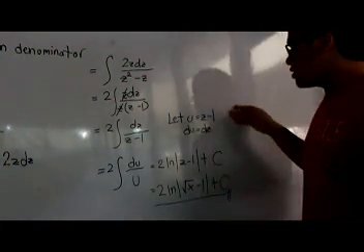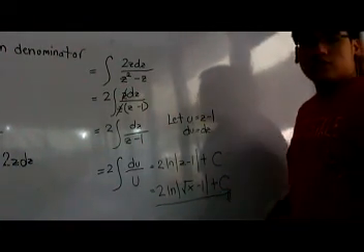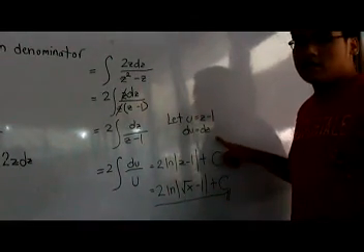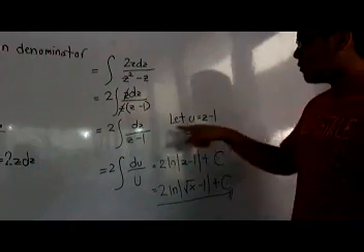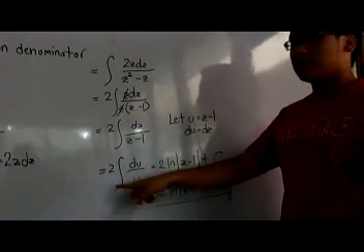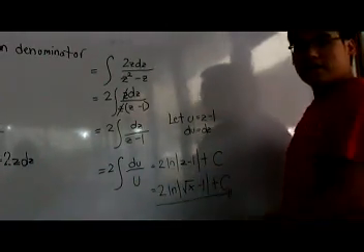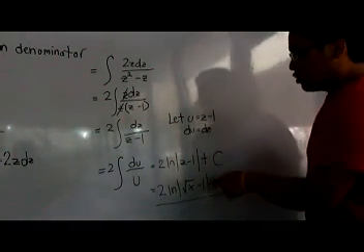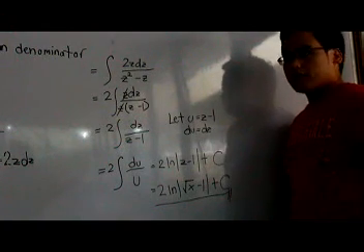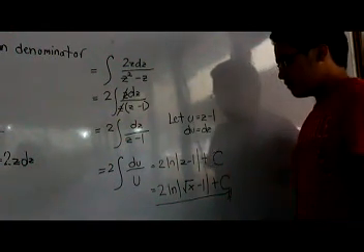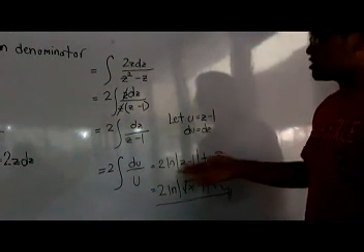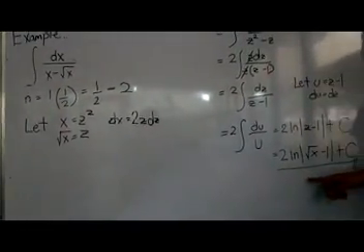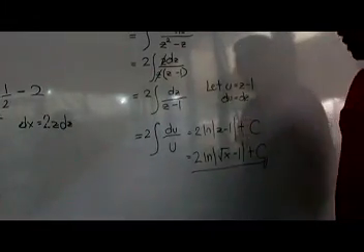With basic substitution, we can let u equal z minus 1, therefore du equals dz. Substituting, we get 2 times the integral of du over u, which equals 2 times the natural logarithm of z minus 1, plus c. And what is z? It is only square root of x, therefore 2 times the natural logarithm of square root of x minus 1, plus c.